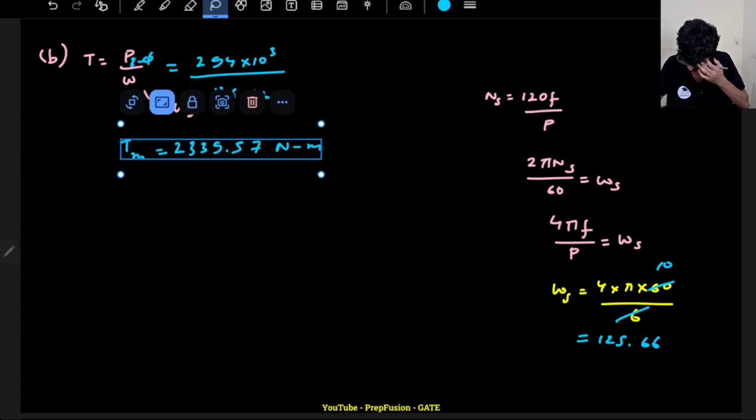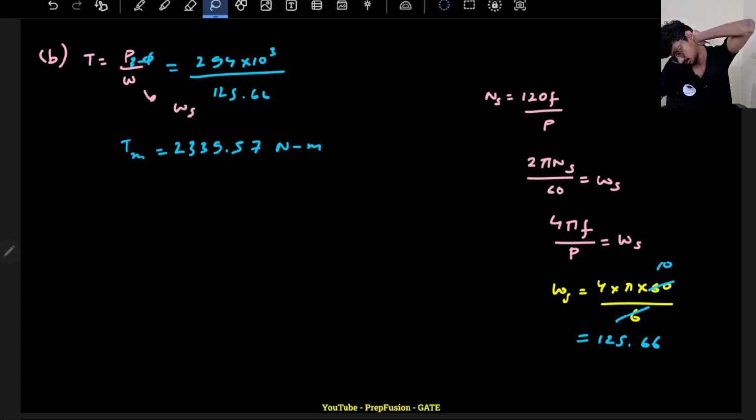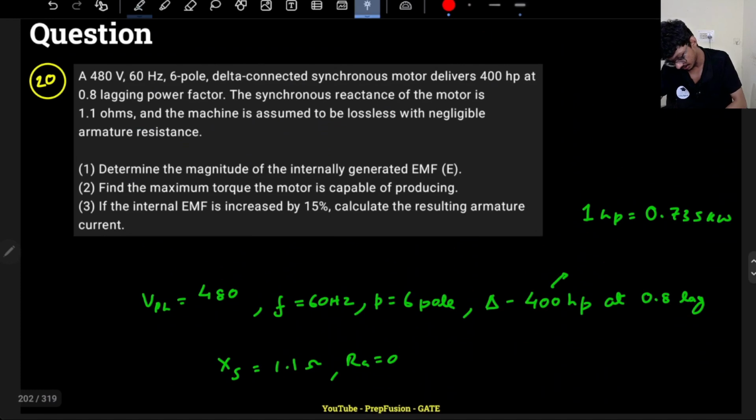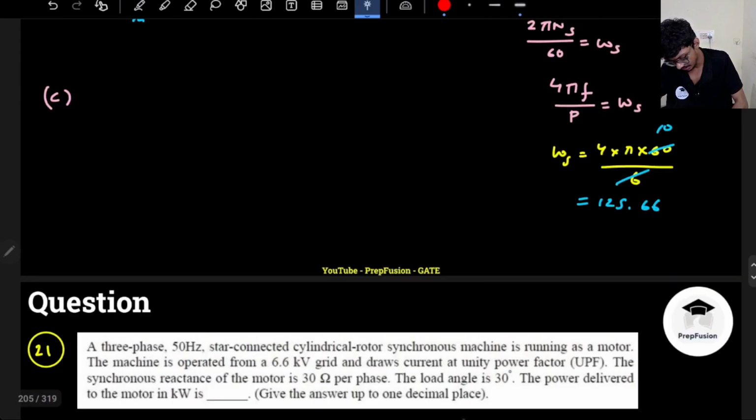Okay, so let me solve part C. Part C is: if the internal EMF is increased by 15%, calculate the resulting armature current. So if I increase the internal EMF by 15%, right?